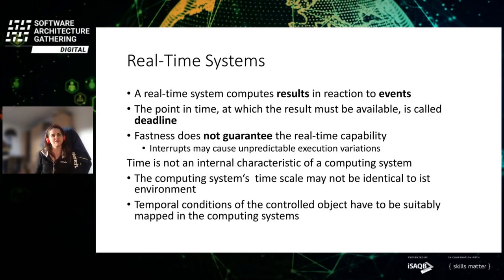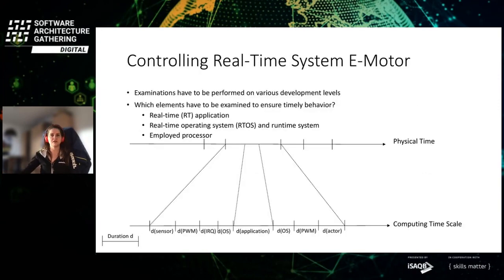Another problem is also that time is not an intrinsic characteristic of the computer system itself. So there's the physical time, and of course, the instance in the computer that actually is important for giving the programs the information which time it actually is. And this computer system's time scale may not be identical to the one of its physical environment. And for this reason, you have to reason about what are the relationships between them. So how do I map physical time to the computer system's time in a sense?